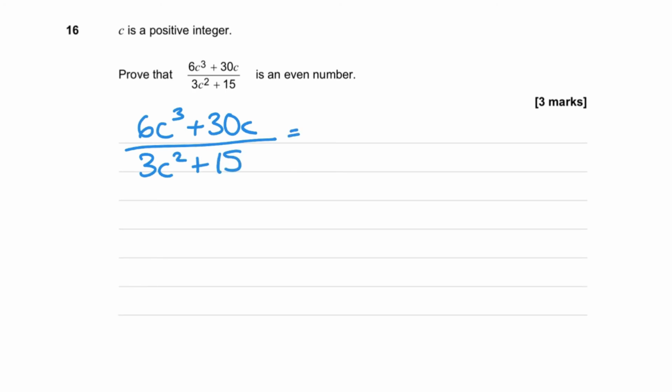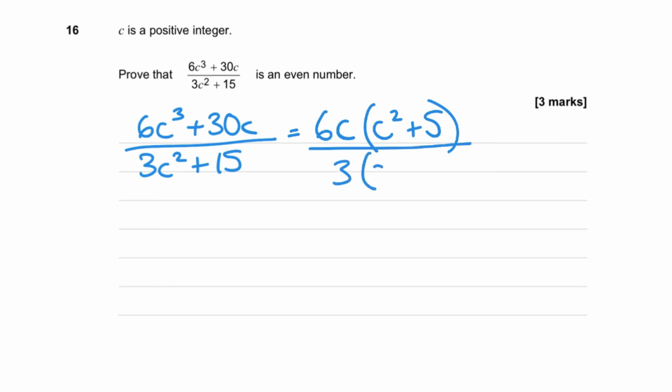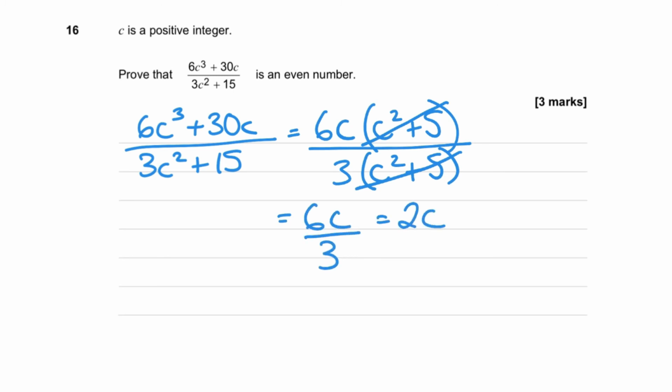So if we factorise the top, we can take out 6c as a factor. That leaves us with c squared plus 5 in the bracket. And then on the bottom, we can take out 3 as a factor. And that leaves us with c squared plus 5. So that means because the brackets are the same at the top and the bottom, we can cancel them out, because anything times c squared plus 5 divided by c squared plus 5 is the number that you started with. So we're left with 6c divided by 3, which is equal to 2c.